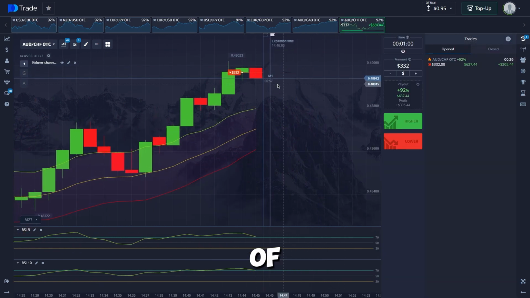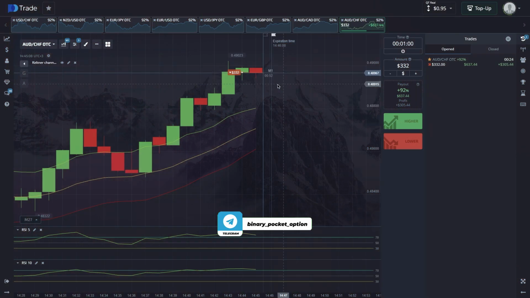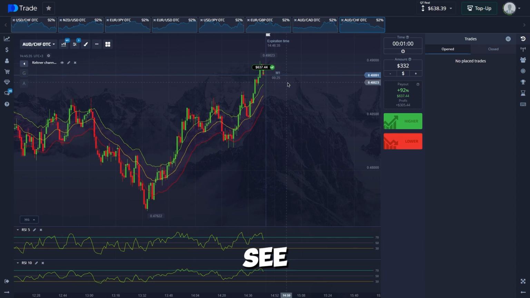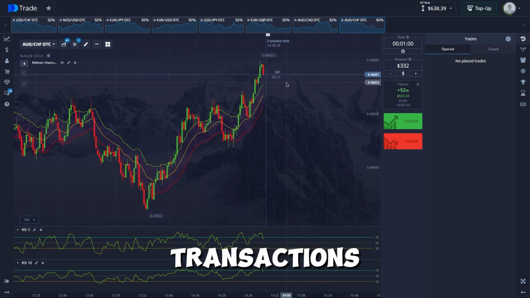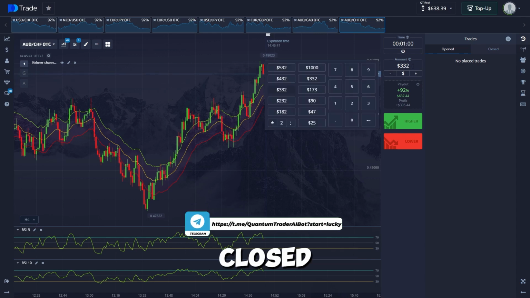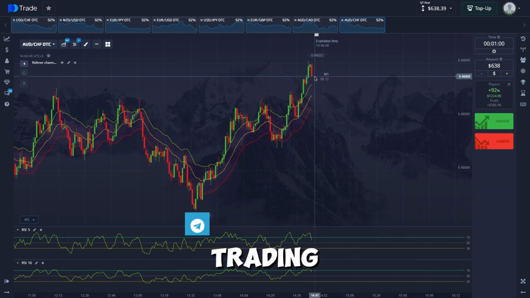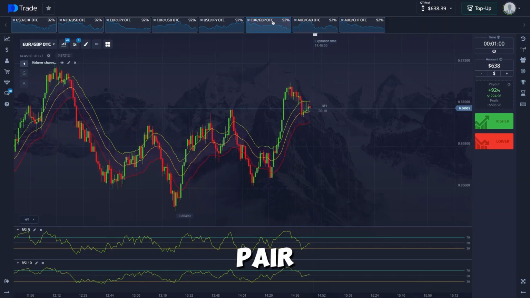Let's look at the result of this trade. We have about 25 seconds left before completion. And our next deal closes in A+ again. As you can see, we had absolutely the same entry logic as in previous transactions, and anyway, the deal is closed in A+. We will change the amount of the transaction value again and continue our trading and select the next currency pair.